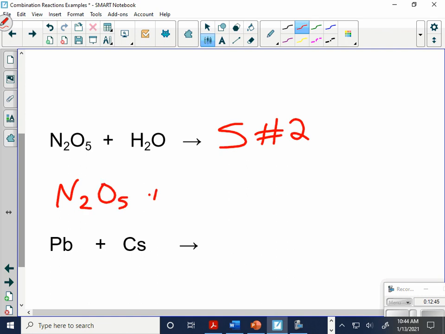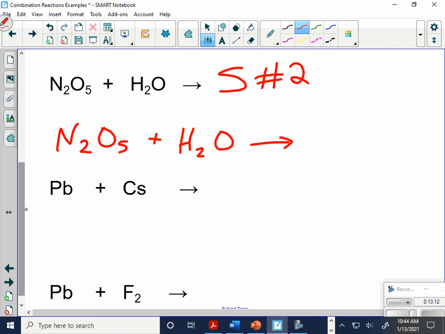N2O5 plus water gives me an oxyacid. Now, what is an oxyacid? Well, it is an acid that has oxygen and usually one other element. In this case, it's going to be nitrogen. Now, how am I going to determine what my oxyacid is?